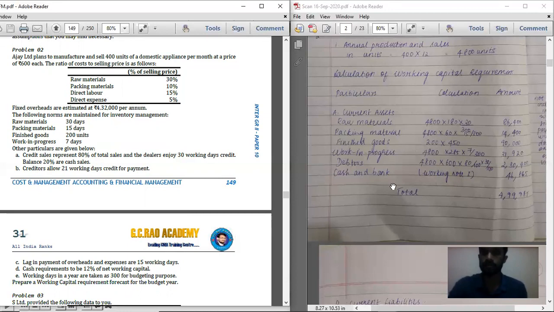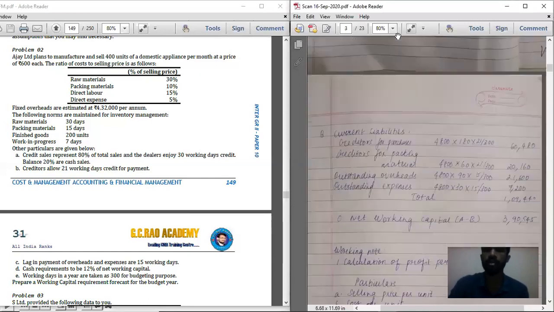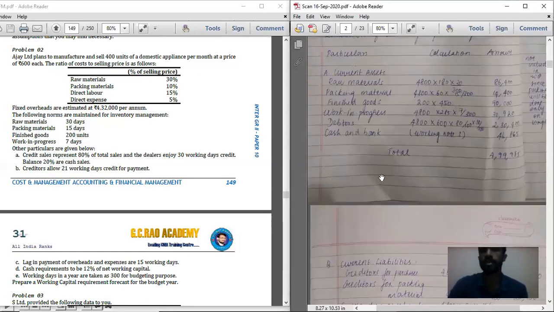Below the debtors, cash and bank. In the calculation column, open a bracket, mention working note number 3 and close the bracket. Leave 4 lines gap. Below that, we'll see cash and bank. They have mentioned 12% of net working capital. So you should first find what the net working capital is. On that, 12% is the cash requirement.